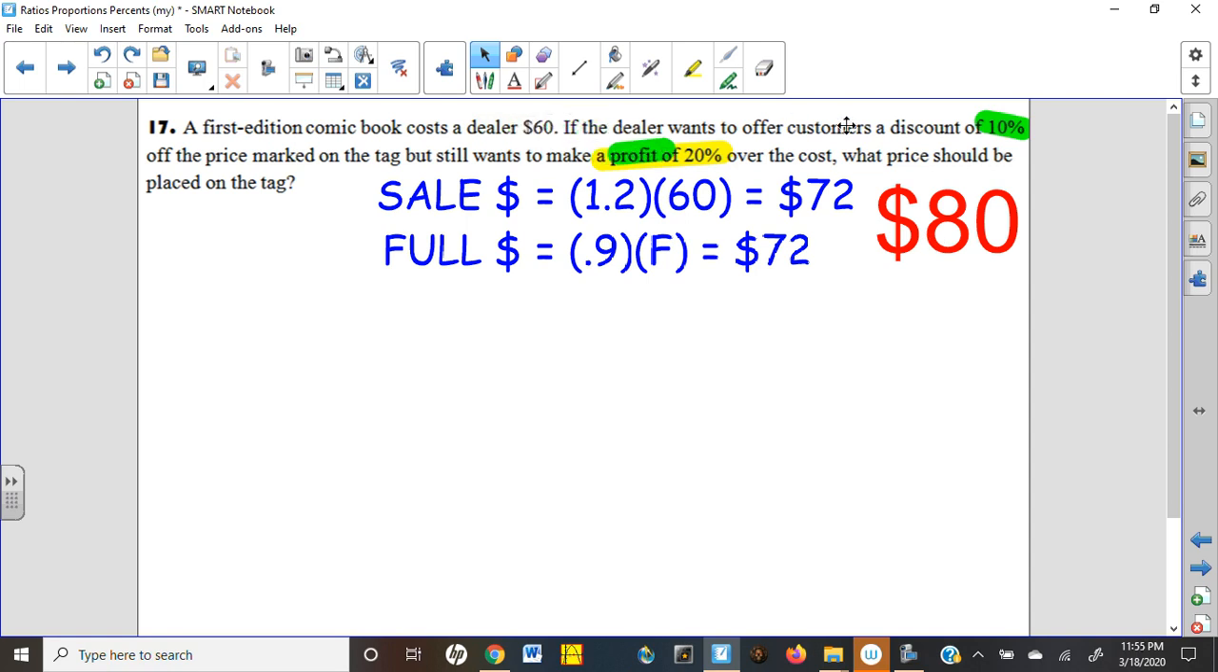So that's kind of how you break it down. You have to do it kind of two pieces at a time. Otherwise, if you try to do it all at once, it can be very confusing.